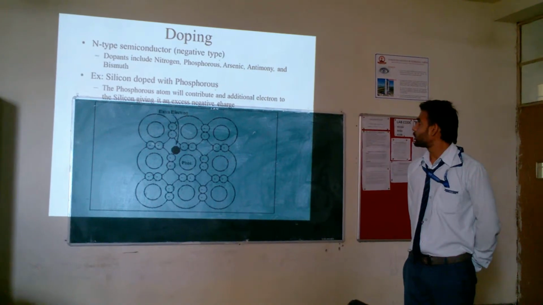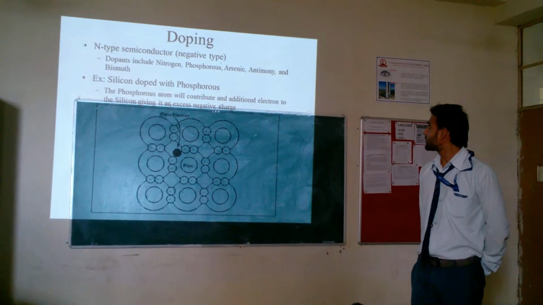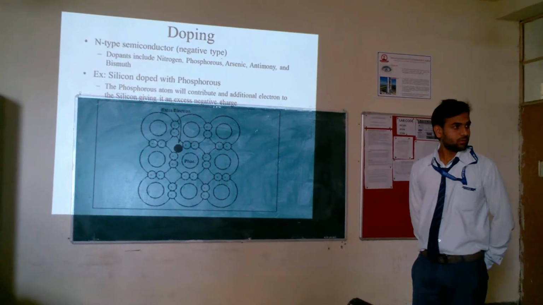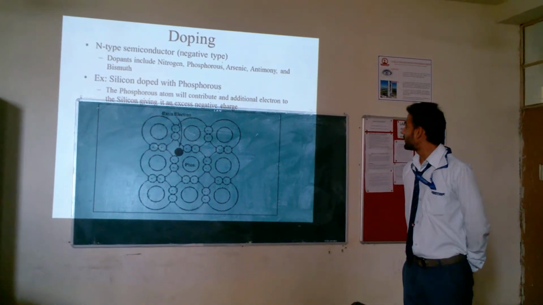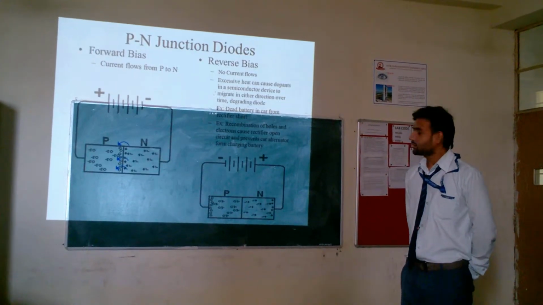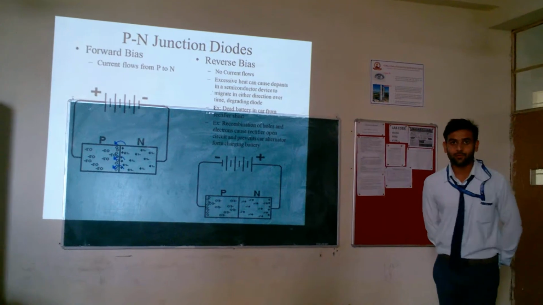N-type semiconductor. It includes dopants such as nitrogen and phosphorus. A phosphorus atom will contribute an additional electron to the silicon, giving it excess negative charge. We will explain this further.